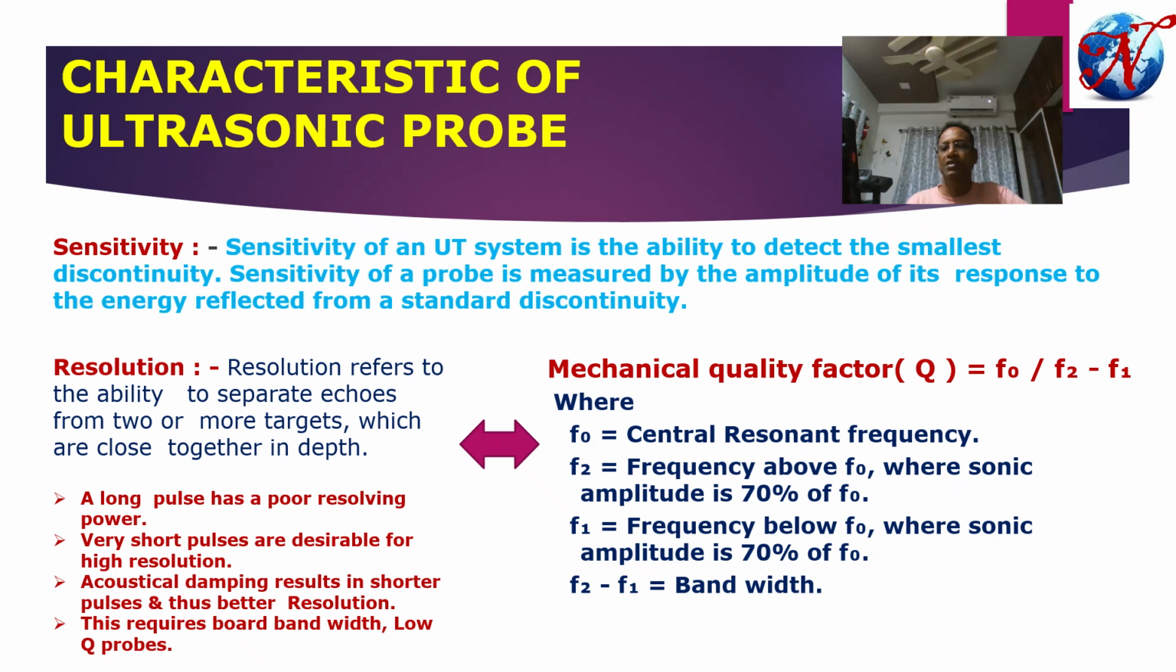So the entire frequency range between 70% on the left of the beam and 70% on the right of the beam, this band F2 minus F1, is known as the bandwidth, and F0, the resonant frequency, divided by bandwidth gives you the mechanical quality factor. Depending upon the Q value, the bandwidth is normally determined. A lower Q value means a broadband probe, and a higher Q value means a narrow band probe.